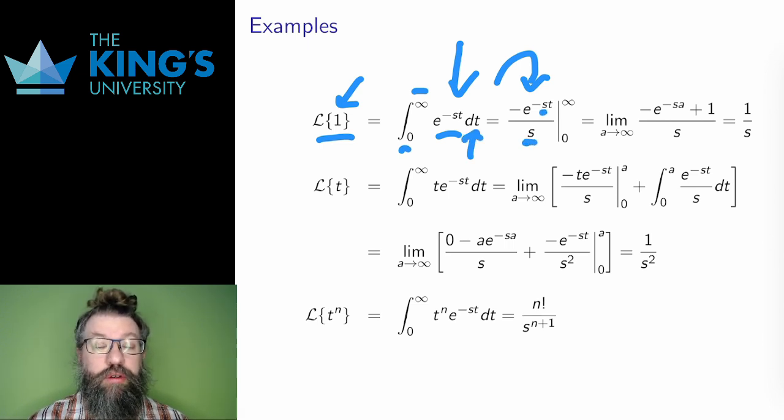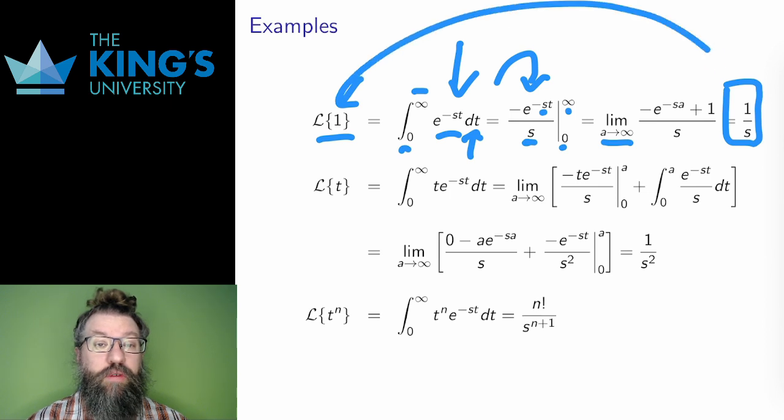This is an improper integral, so I do need a limit, but in the end, I find out that a constant in the t domain turns into a reciprocal, 1 over s. And that's already pretty strange.